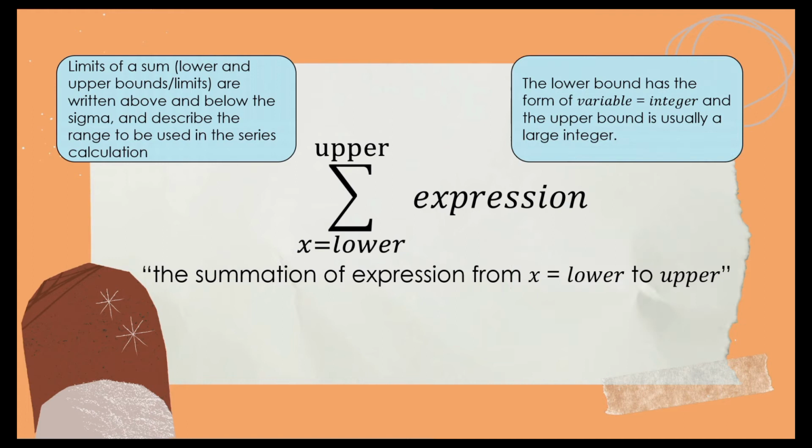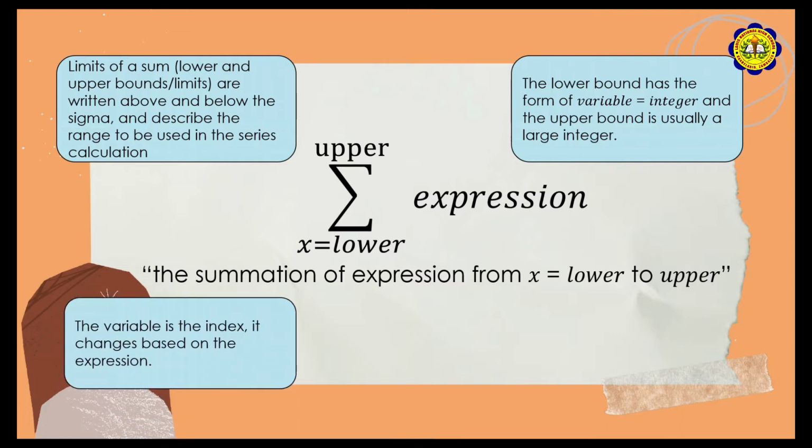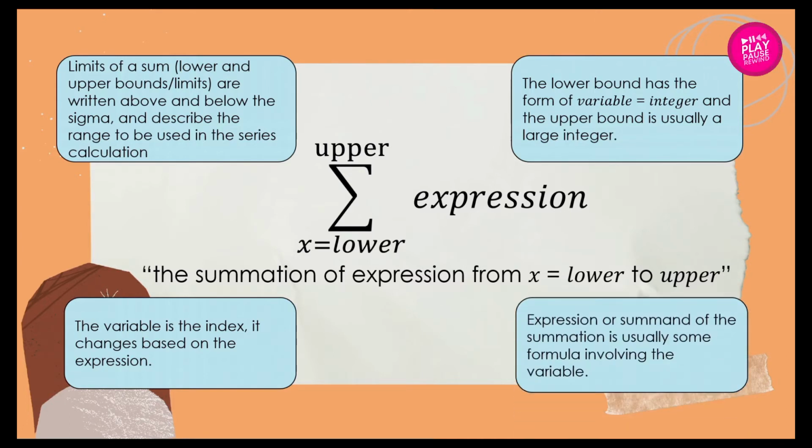The lower bound has the form of variable equals integer, and the upper bound is usually a large integer. The variable is the index. It changes based on the expression. The expression or summand of the summation is usually some formula involving the variable.